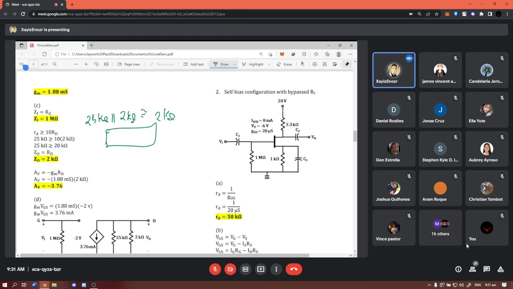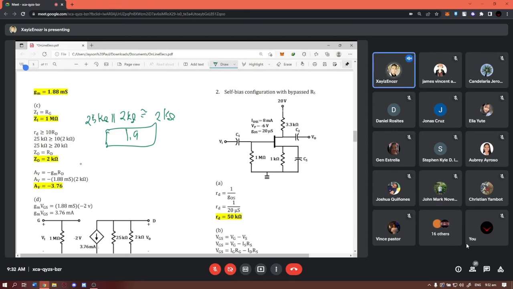Na-compute nyo na? Ano yung nakuha nyo? Nag-calculator ba kayo? Pa-compute nga. Tingnan natin kung almost equal siya 2K. 1.9 kilo po. Ano po kasi yun, 1,851 po. Okay. So, almost equal rin siya kay 2K.